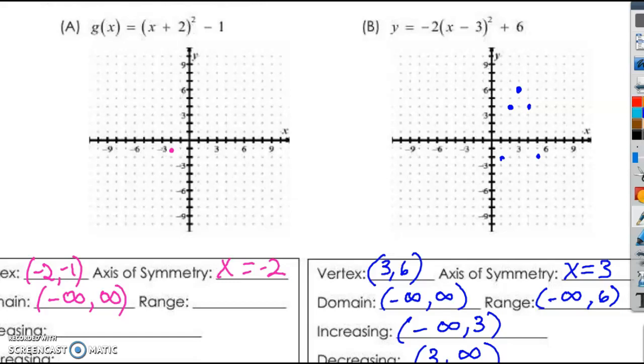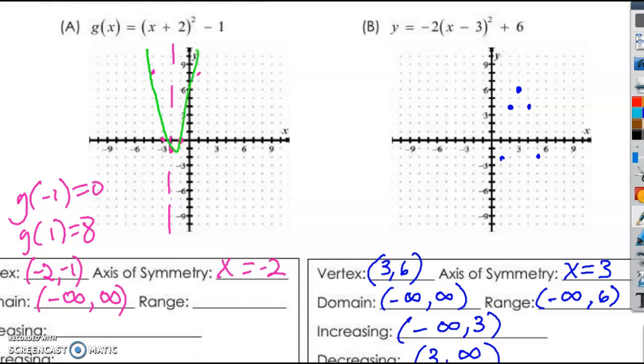We could, g of -1 is 0 and g of 1 is 8. So let's see, -1 is 0. So that gets us also this point, g of -3 is 0. And then g of 1 is 8. Okay, so I'm just reflecting that over, here's the axis of symmetry. So I'm just reflecting it. Let's see. There we go. So then in a different color, I will go ahead and graph for you. Ooh, that's terrible, but you get the point.